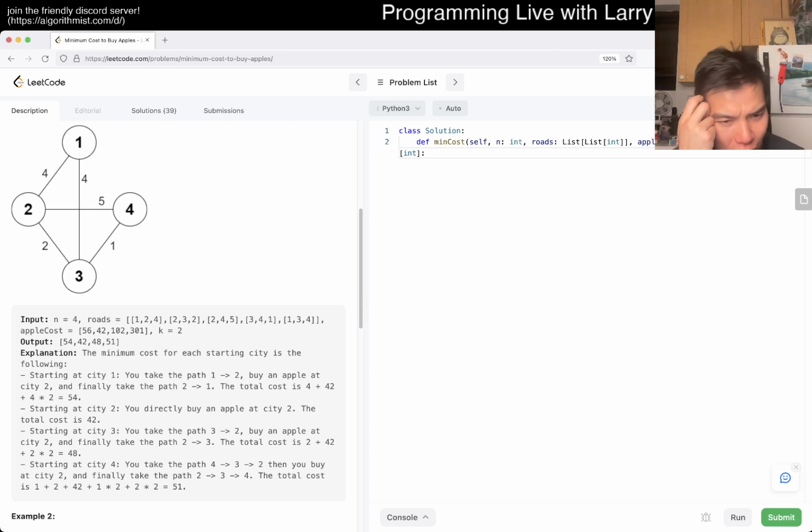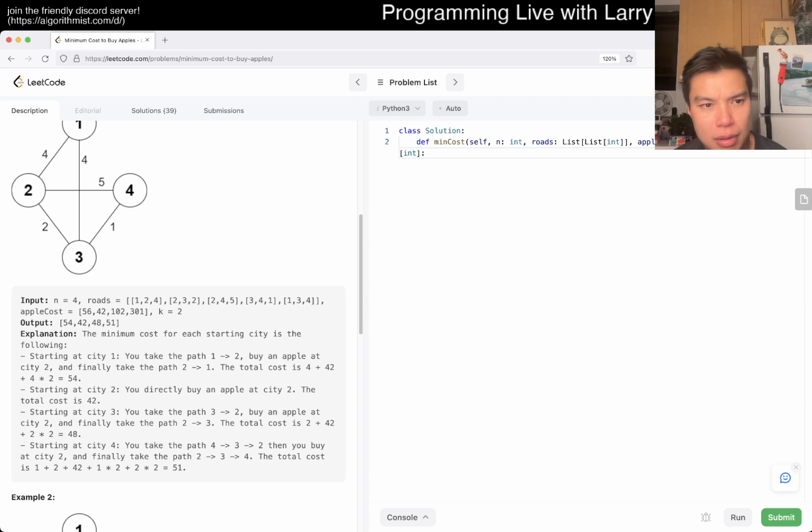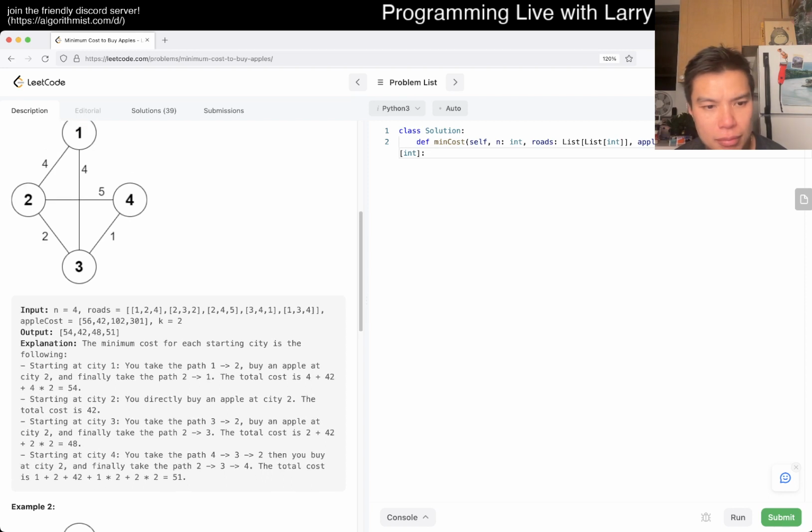Wow, I'm really struggling, even though it's medium. Unless I'm... Okay, I think there are other strategies I'm playing around with that are kind of related. Almost like a minimum spanning tree, but not really.